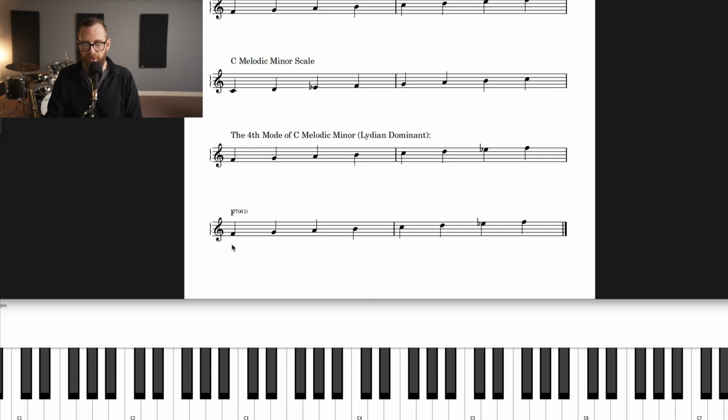Let's do this one in another key. How about B flat melodic minor? Let's go up to the fourth mode, which would be E flat. And we'll put that over E flat 7 sharp 11.